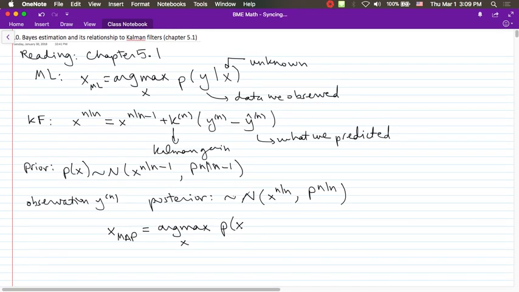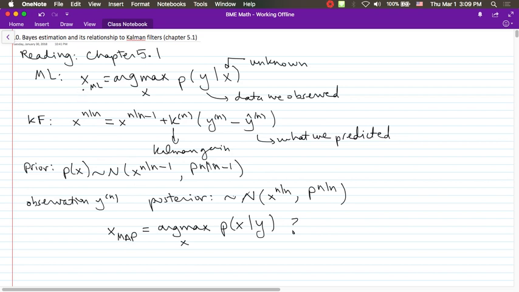Is this quantity, this thing that we called posterior, the x that maximizes the probability of x given y? If it were, then that's called a maximum a posteriori estimate. So look at the difference between maximum likelihood and maximum a posteriori estimate.